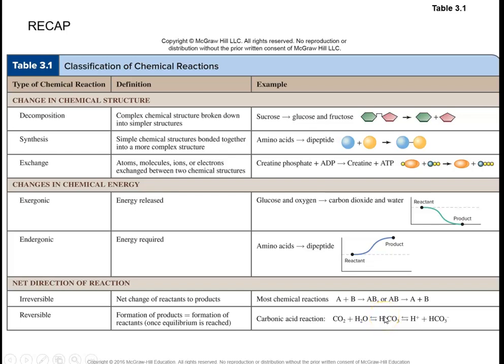And if I ask you, if more bicarbonate is added to the system, I want you to be able to tell me which direction the reaction is going to go. So if you add more bicarbonate or more hydrogen ions, that's going to push this reaction to the left. Whereas if you add more water and more carbon dioxide, that's going to push this reaction to the right.